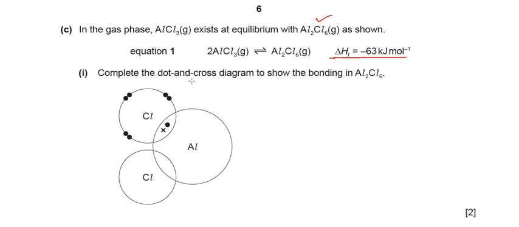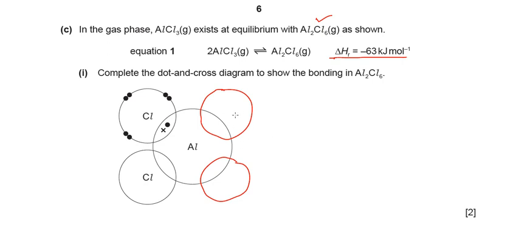Then he says to complete the dot and cross diagram to show the bonding in dialuminium hexachloride, or the dimer of aluminum chloride. You notice how many aluminum we have? 2, and how many chlorine do we have here? 6. So it clearly shows that each aluminum is involved in making 4 bonds. To show this, you have to follow the tetrahedral arrangement, meaning you draw one chlorine over here and another chlorine over here. That is the only way that will give you the tetrahedral arrangement.